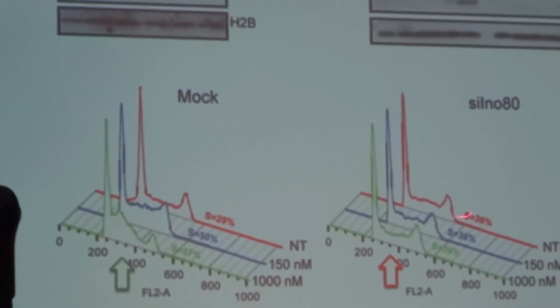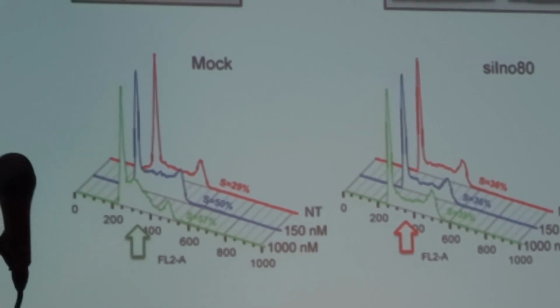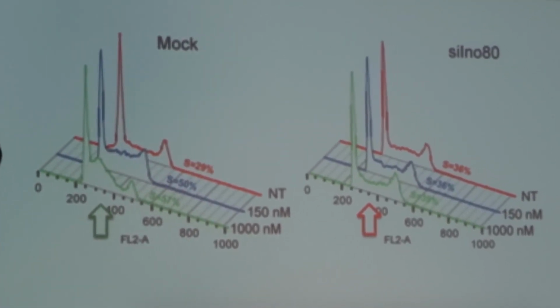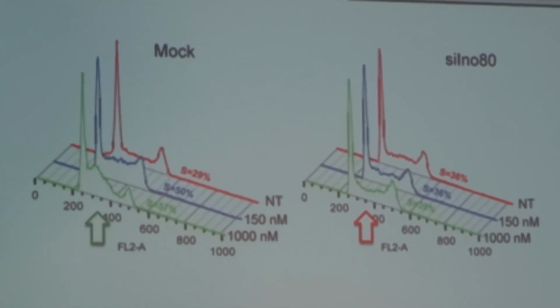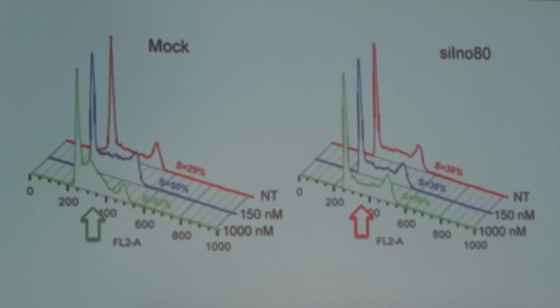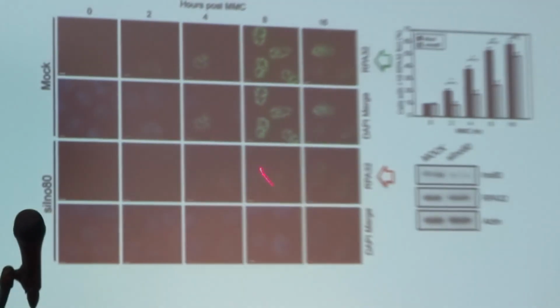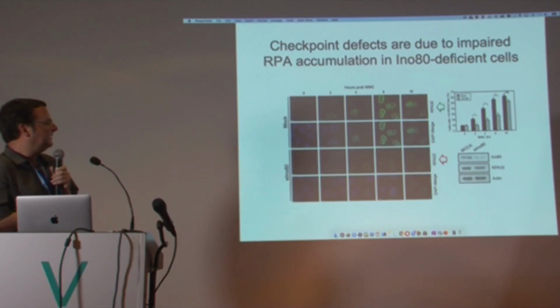INO80 depleted cells failed to accumulate in S phase when treated with the crosslinker. So this suggested problems with checkpoint activation in INO80 depleted cells, and we followed RPA foci formation in these cells, and the time course shows again a problem with accumulation of RPA.